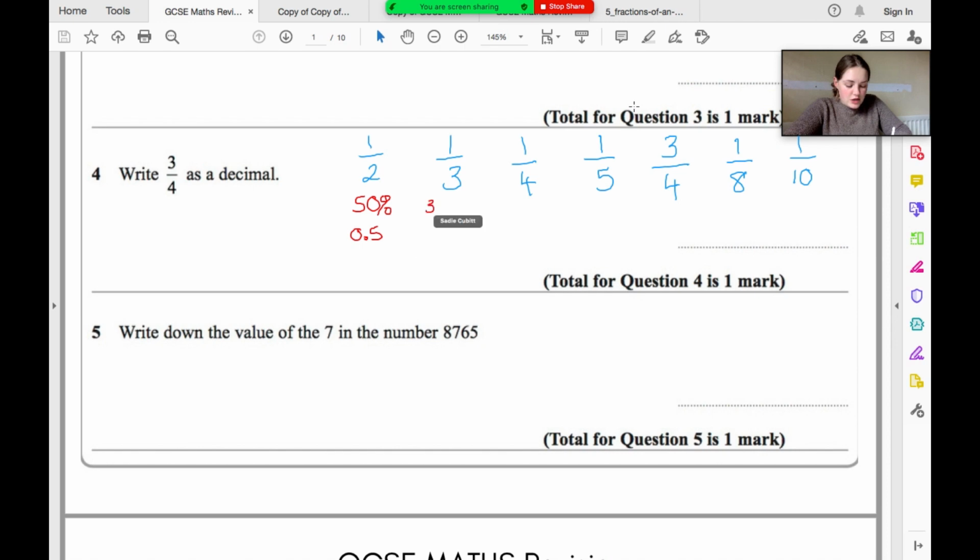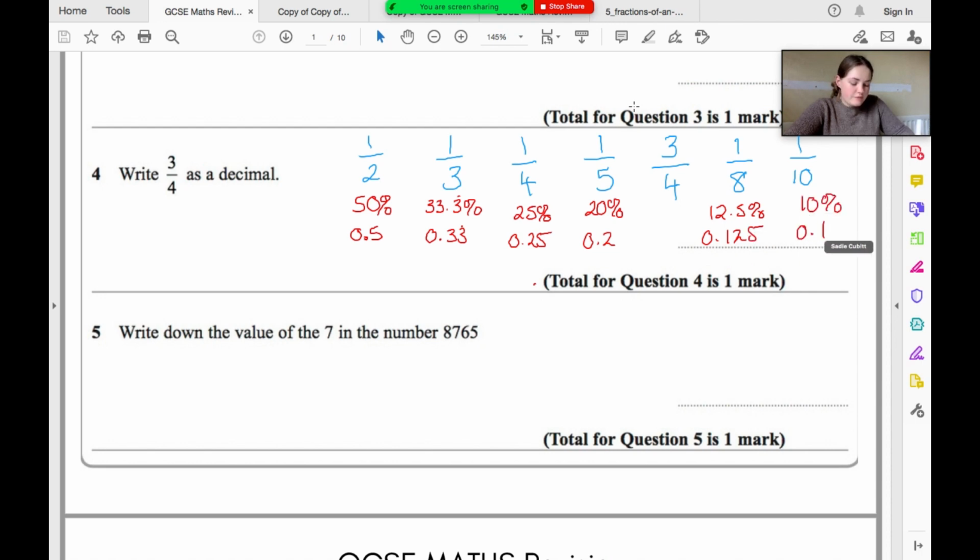A third is 33.3% or 0.33, and that recurs over and over and over again, so we put one of those little dots above it, okay? A quarter is 25% or 0.25. A fifth is 20% or 0.2. We'll come back to 3/4 in a minute. An eighth, let me do the percentage first, is 12.5% or 0.125. And a tenth, nice and easy, 10% or 0.1.